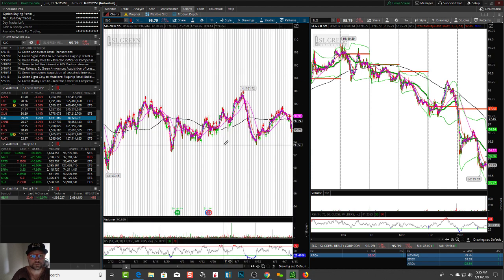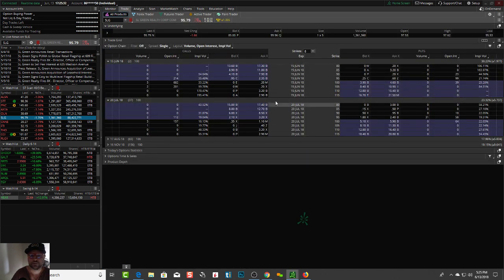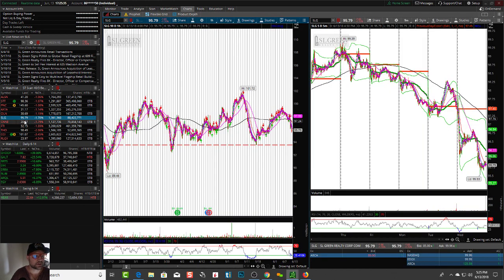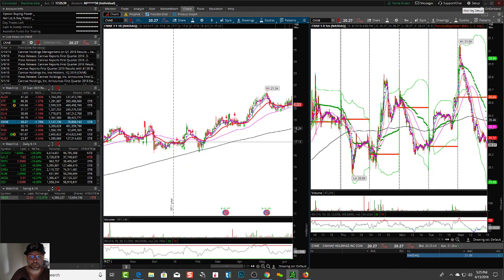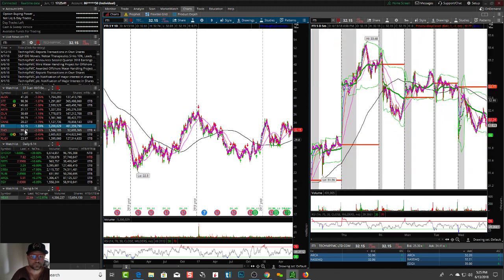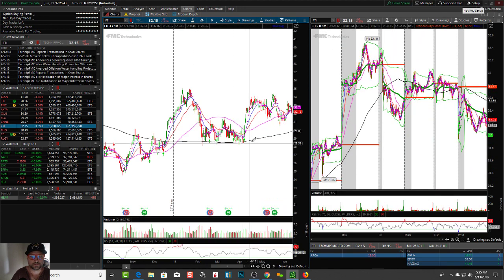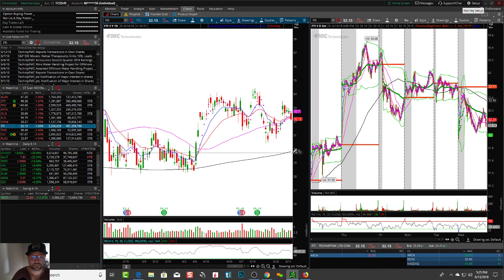I mean, this one has some room to fall. Let's take a look at. Not much open interest. Guys, this is a struggle. Struggle is real on these. Too many gaps. I don't like that.